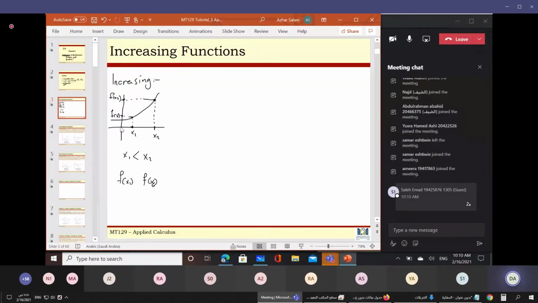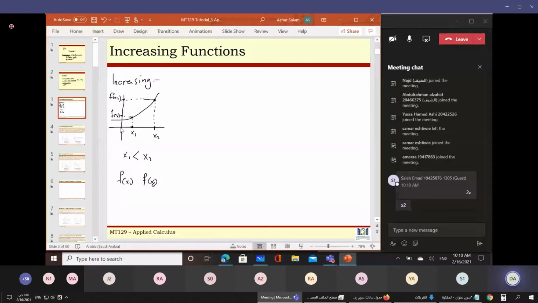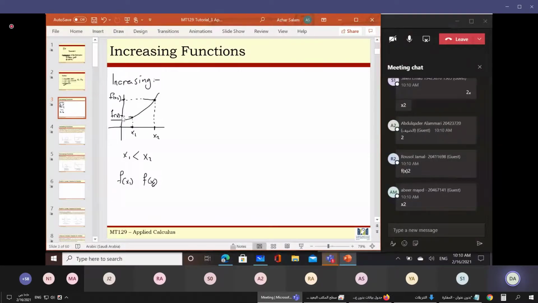I begin here from bottom to top. So this one I reach first, yes, f of x2. I reach here first, so this is the smallest and this is the greater, right? This is the smaller one. So f of x1 is less than f of x2. This is the definition of the increasing function.